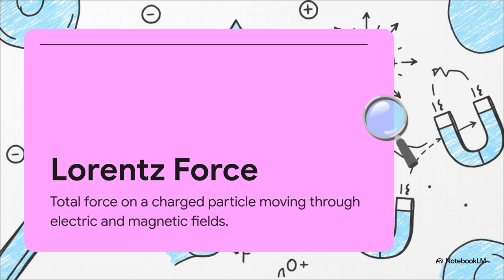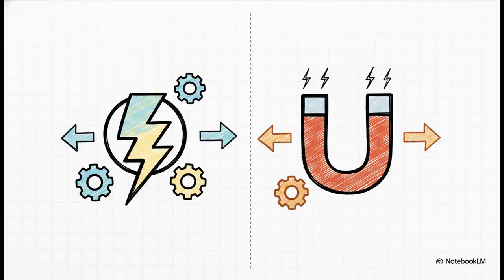Think of this equation, F equals Q times E plus V cross B, as the ultimate master key. Literally, if you want to understand or control the invisible world of charged particles, well, this is the code you need to crack. Now, I know an equation with a cross product can trigger some high school physics flashbacks, but let's quickly decode these variables together so it's not overwhelming.